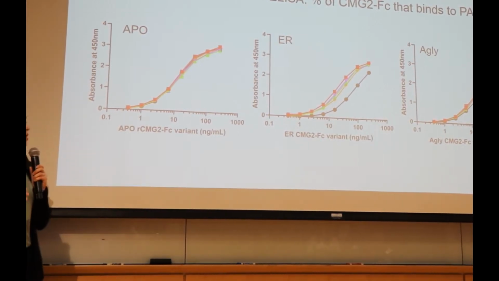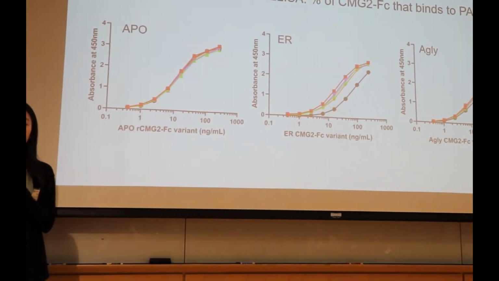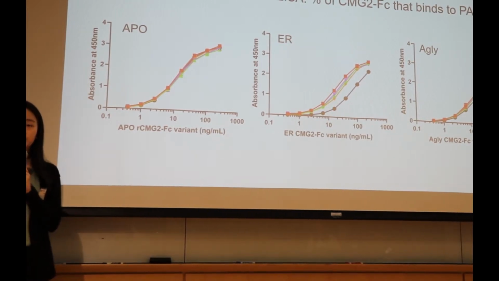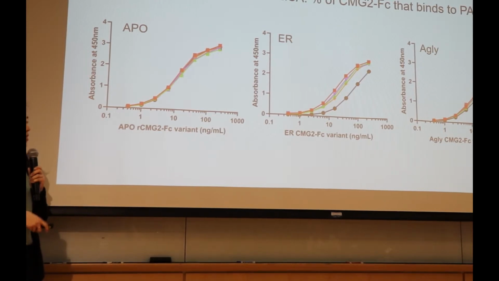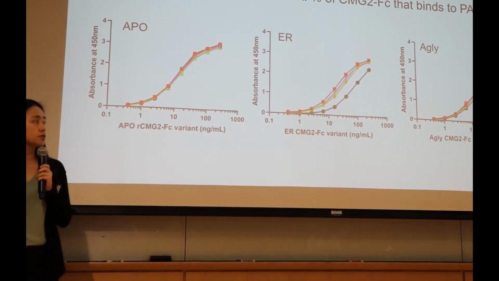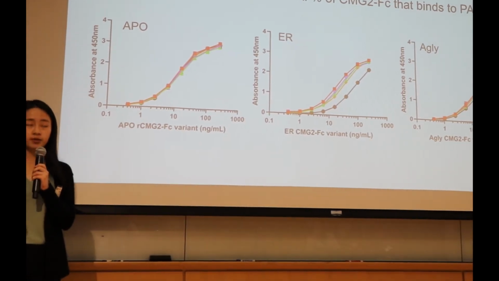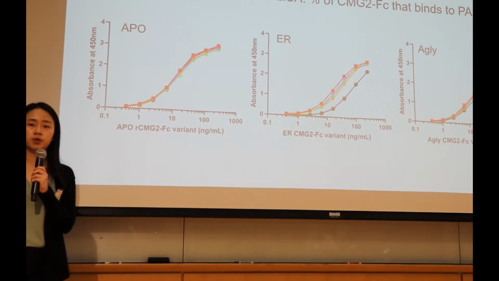For the APOL and A-GLY variants, those curves are pretty much overlapping with each other, meaning there is no difference in the percentage of functional CMG2Fc during the whole incubation process. As for the ER-retained variants, there is a significant drop for the overnight incubated sample, suggesting the protein lost its function when it is exposed at 37 for a prolonged time.